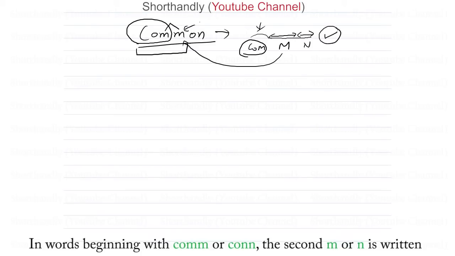In the same way, if we take another word called connote, first till here we have a prefix con, and if we read this word, it's connote, so we have two N here. First is this, and the second one we have the second N also. The statement says, in words beginning with com or con, the second M or N is written. So of course this word is beginning with con. So we're gonna make the second N. So this word will be made like this.